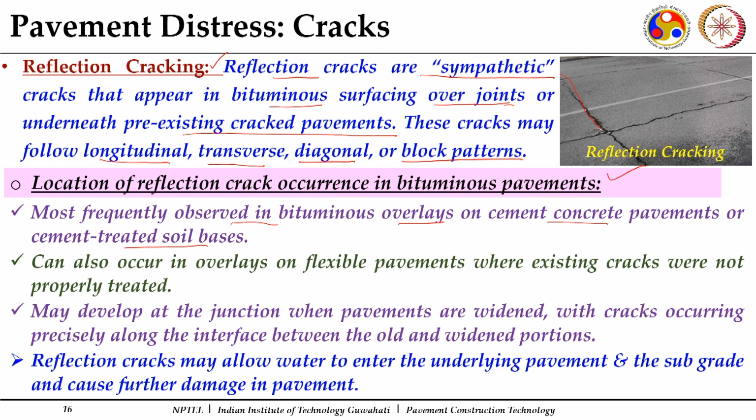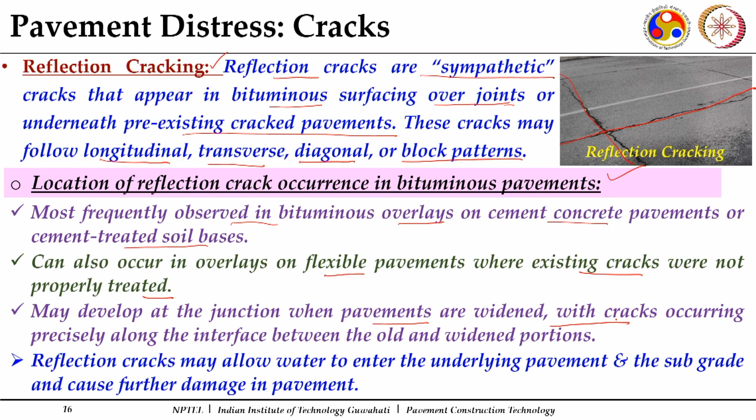You can see this is a reflection crack which is getting reflected over the surface. They can occur in overlays on flexible pavements where existing cracks were not properly treated. They may also develop at the junction when pavements are widened. Many times pavements are widened on both sides, so specifically where the edges are formed between the old and new pavements, you can get these cracks getting reflected over the overlay.